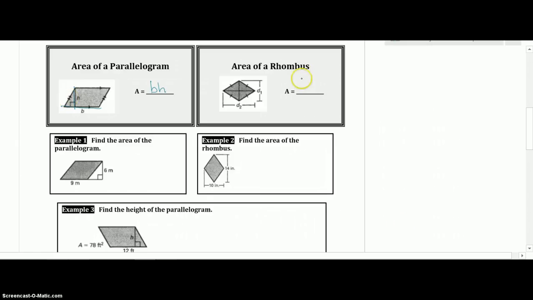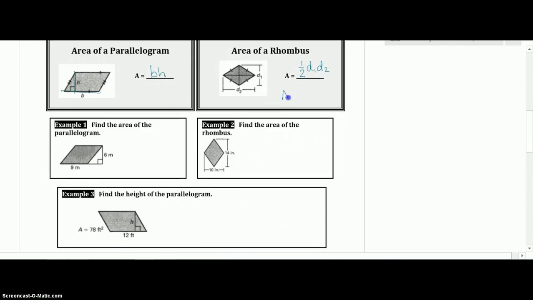The area of a rhombus is 1/2 diagonal 1, diagonal 2. So meaning 1/2 times diagonal 1 times diagonal 2. You could also write this as diagonal 1 times diagonal 2 divided by 2, because multiplying by half is the same thing as dividing by 2.